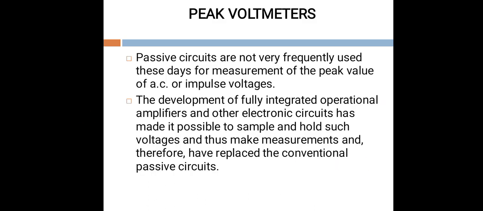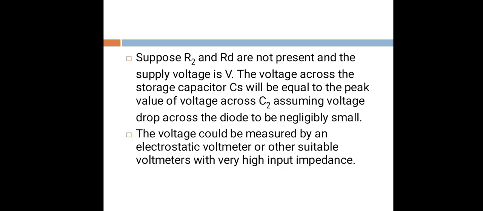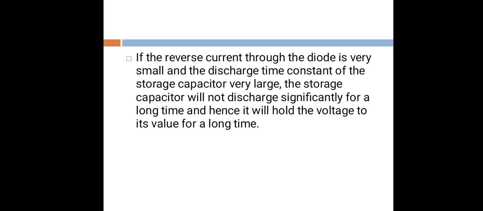This is the structure of a peak voltmeter. Suppose R2 and RD are not present and the supply voltage is V. The voltage across the storage capacitor Cs will be equal to the peak value of the voltage across C2, assuming the voltage drop across the diode to be negligibly small. The voltage could be measured by an electrostatic voltmeter or other suitable voltmeters with very high input impedance.